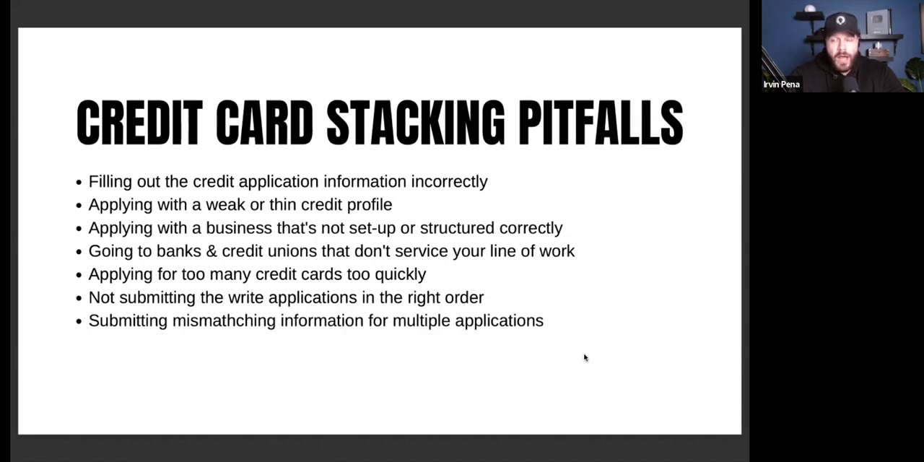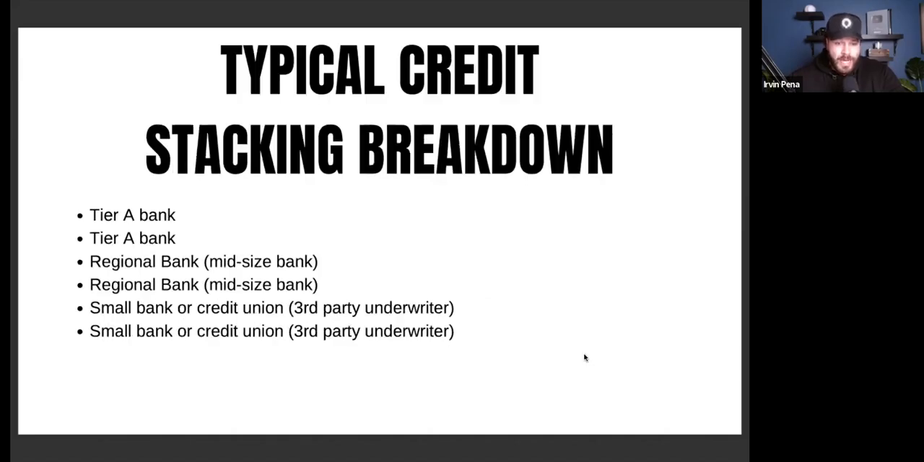So if I want to, let's say, get funding for construction, which happens quite a bit, and I'm going to, let's say, a credit union that they just don't service that. They're more along the retail sector, or maybe more alongside trucking. I could be shooting myself in the foot, not submitting the right applications in the right order, and then submitting mismatching information for multiple applications, not just one.